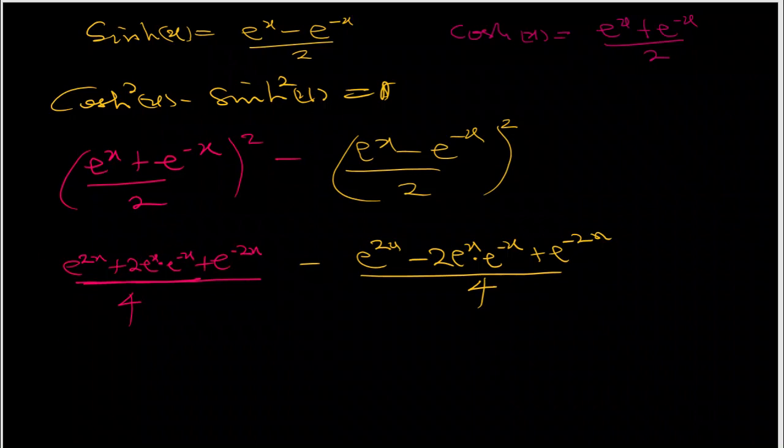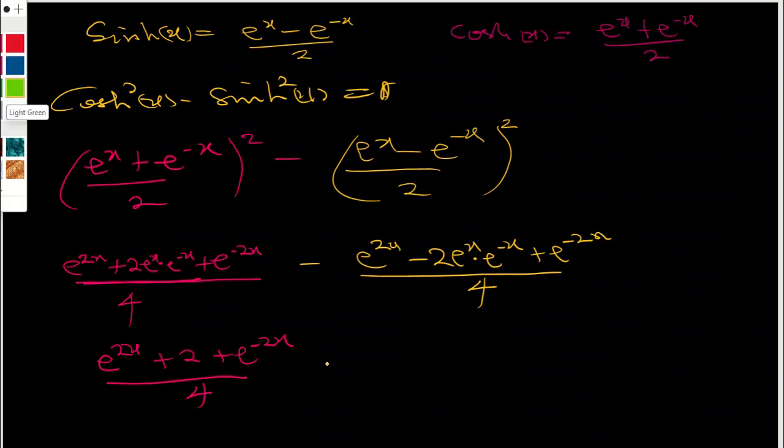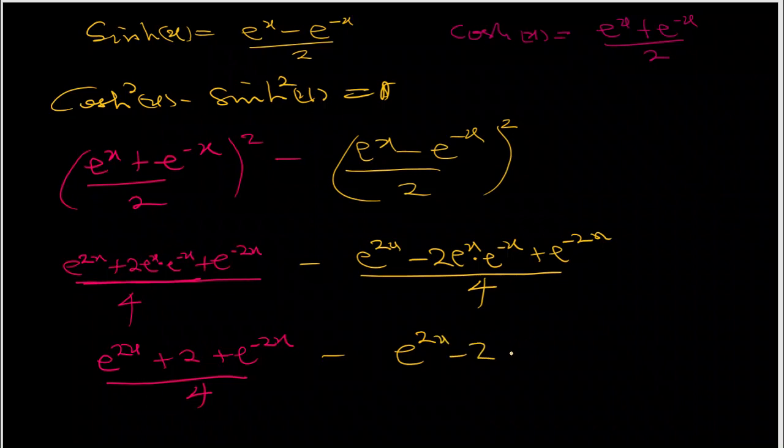We can simplify this. For the left hand side, we are going to have e to the power 2x. Since e power x times e power minus x becomes 1, here will become 2, and then e to the power minus 2x all over 4. And the right hand side will become e power 2x minus 2 plus e power minus 2x all over 4.